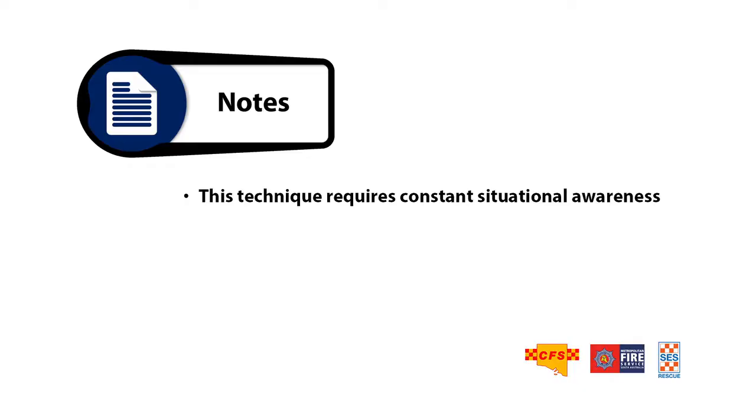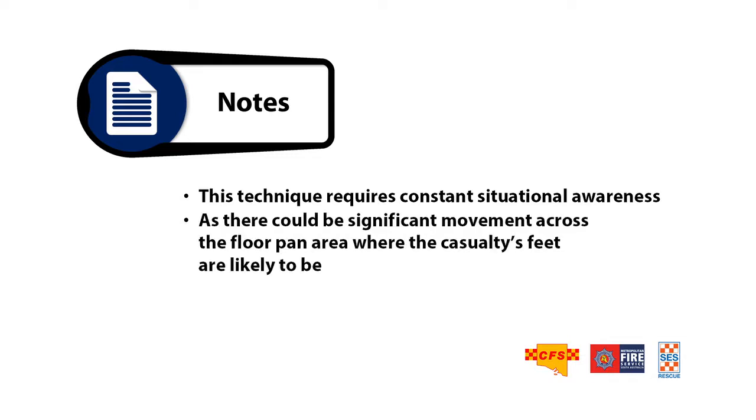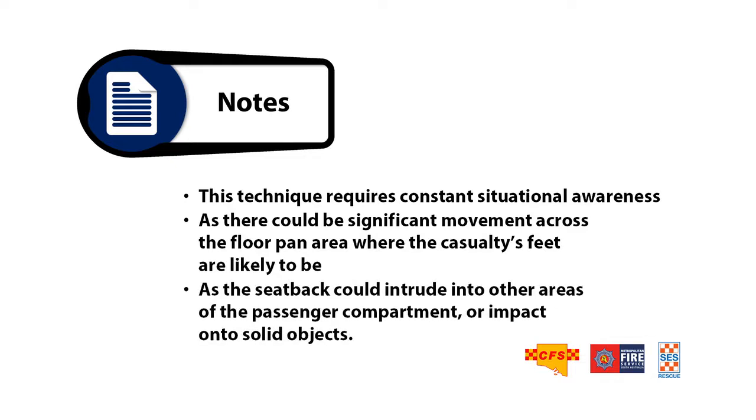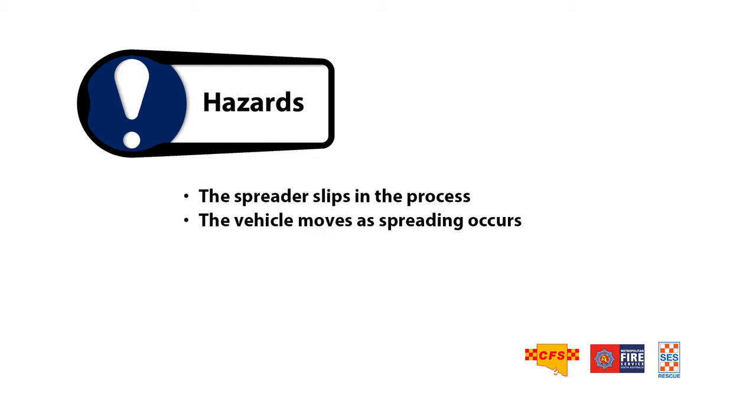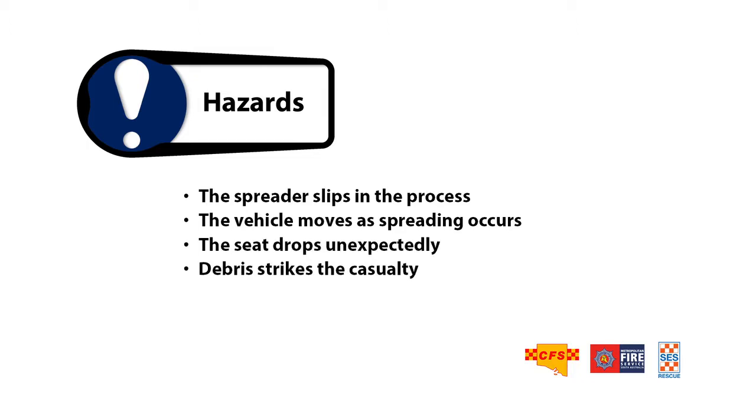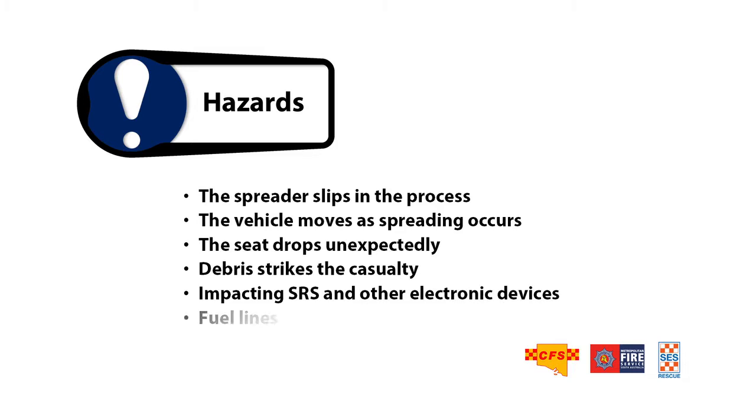This technique requires constant situational awareness, as there could be significant movement across the floor pan area where the casualty's feet are likely to be, as the seat back could intrude into other areas of the passenger compartment or impact onto solid objects. Hazards to be aware of are: the spreader slips in the process, the vehicle moves as spreading occurs, the seat drops unexpectedly, debris strikes the casualty, impacting SRS and other electronic devices, fuel lines, high voltage cabling.